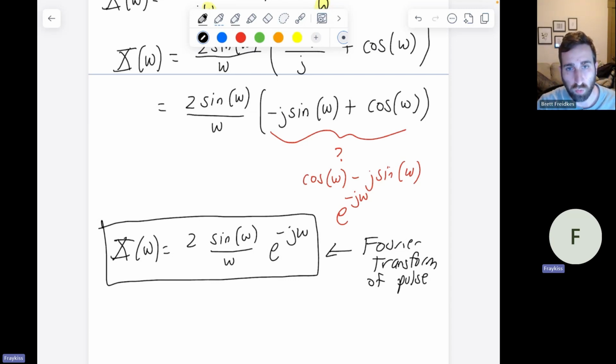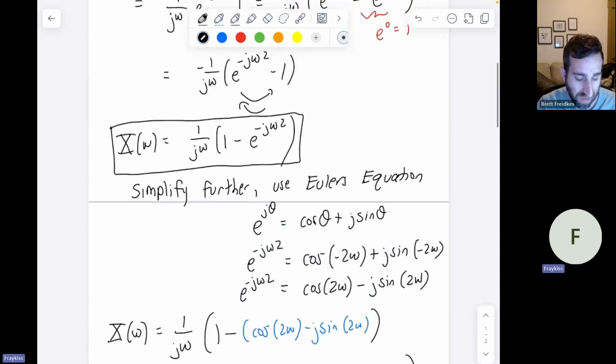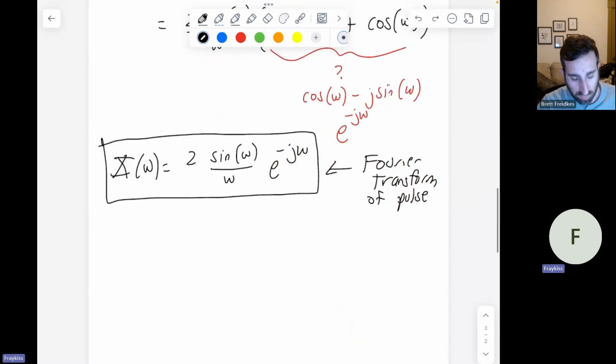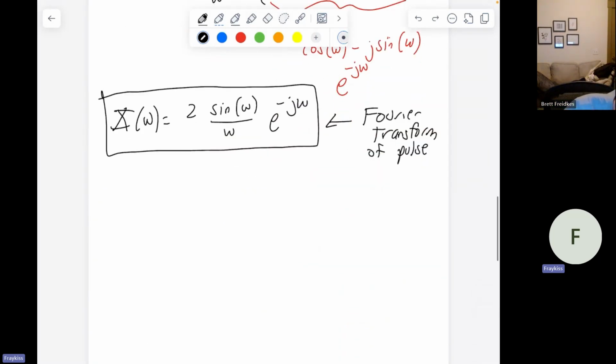Now, you might be wondering, why did I want to go to this expression? I had totally valid expressions at any step along the way. The reason why is because if we were to plot this, we would see that it's dependent on this expression here, sine of omega over omega. When I say plotted, I mean if we plotted the magnitude of this, this just ends up being 2 sine of omega over omega.